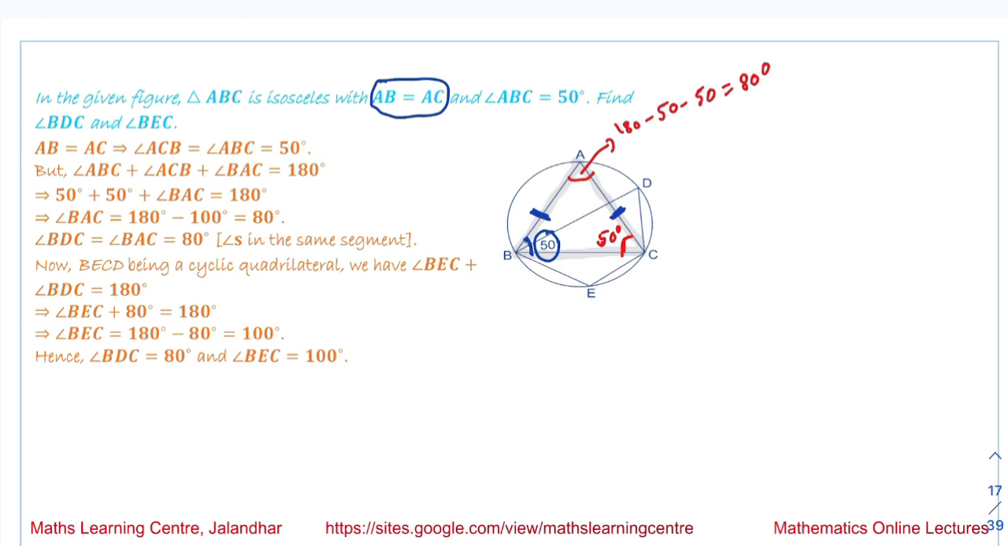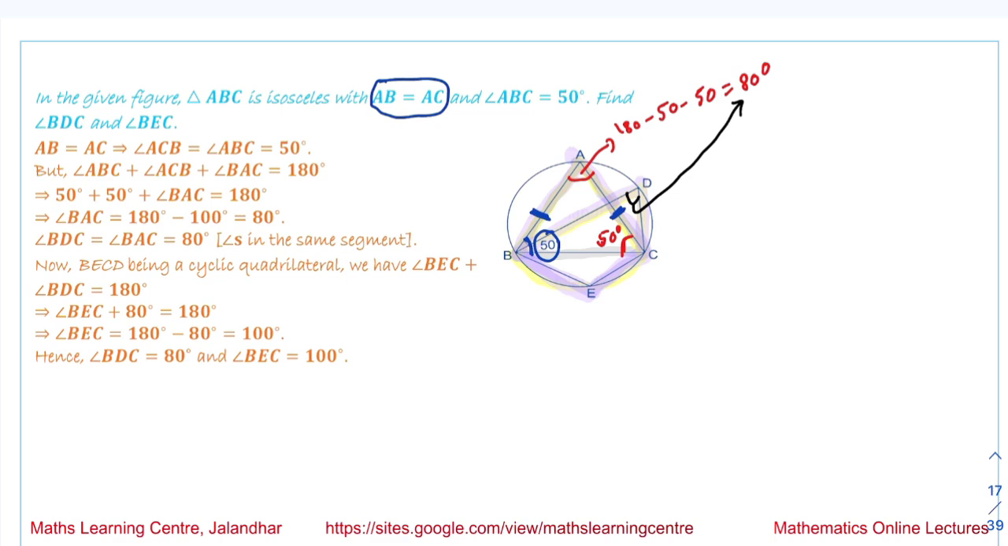Now if we look at this arc BC, on this arc we have this angle at A and we have this angle at D. So the measure of this angle D is also 80 degrees. And as these quadrilaterals we are talking about, ABEC or DBEC, both these quadrilaterals are cyclic quadrilaterals.